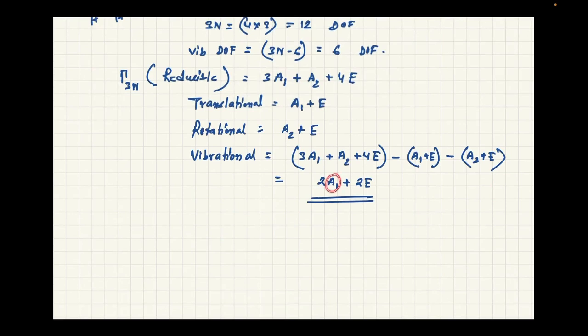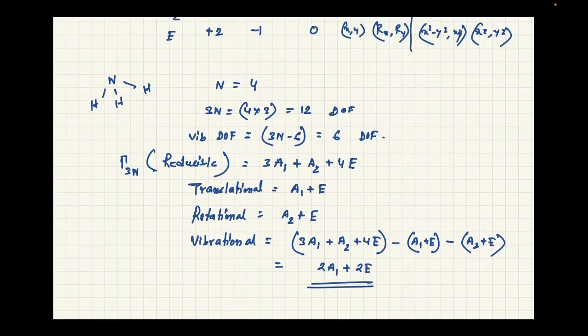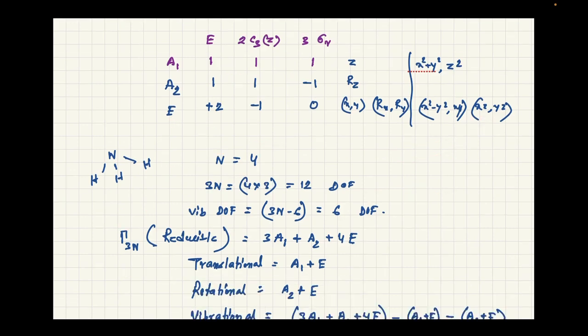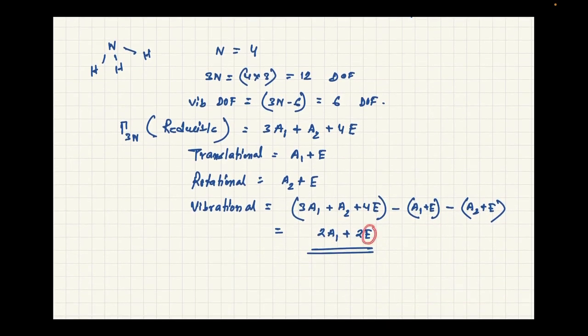That means this A1 irreducible representation can be Raman active, because this A1 representation for the vibrational normal mode will be equal to the A1 representation for the Raman polarizability tensor, which is a quadratic function of x, y and z, right? So A1 will be Raman active, and then x square minus y square and xy can act as a basis for E, and xz and yz will act as a basis for E. And there is an E representation for the vibrational normal modes also. So that means both A1 and E representations can be Raman active.